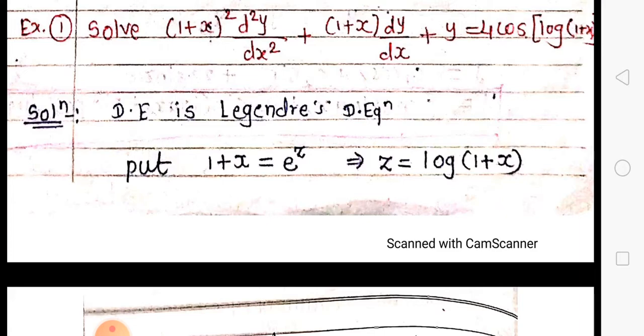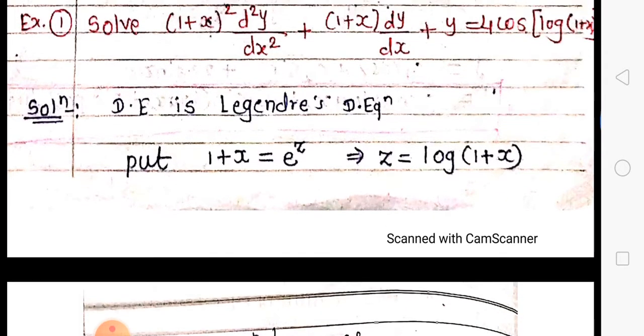That is, the coefficient of x is 1, which is the value of a, and the constant term 1 is the value of b. Here a equals 1, b equals 1. Therefore, we reduce this Legendre's equation into a linear differential equation by substituting ax+b equal to e raised to z. So we substitute 1+x equal to e raised to z, and then z is log of (1+x).